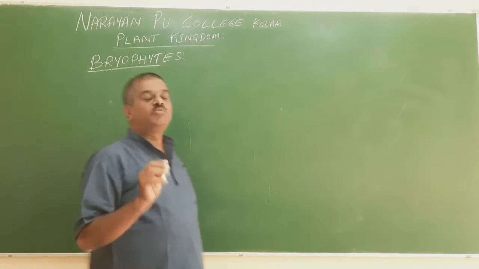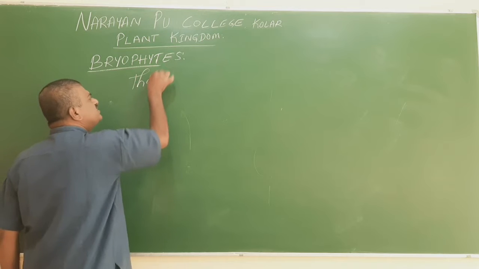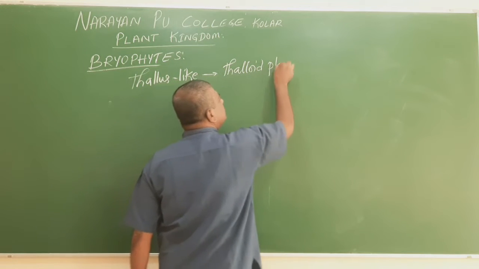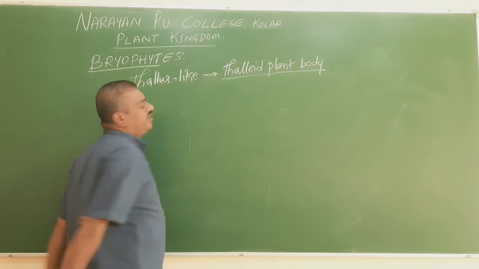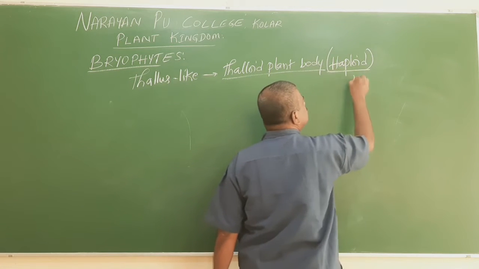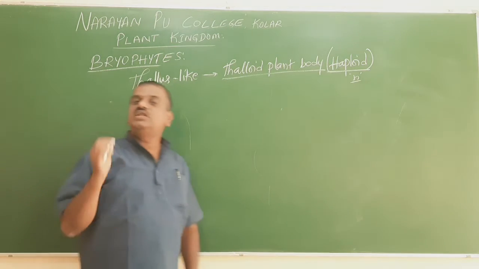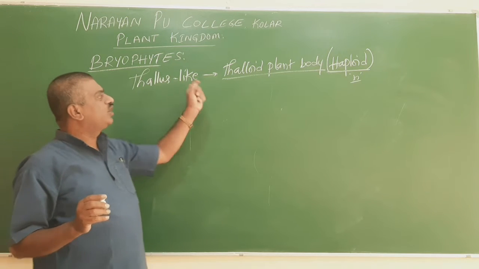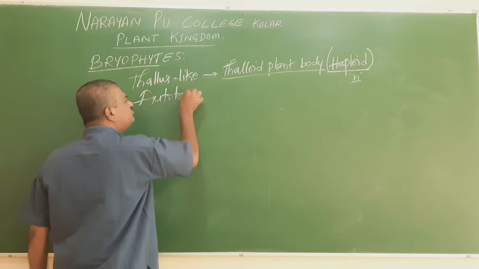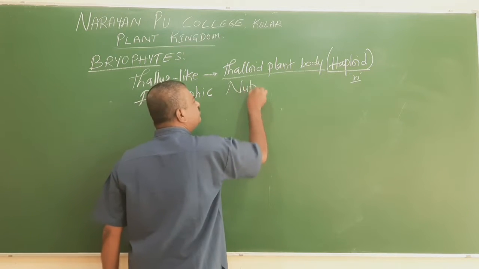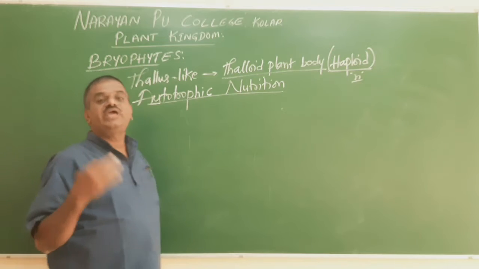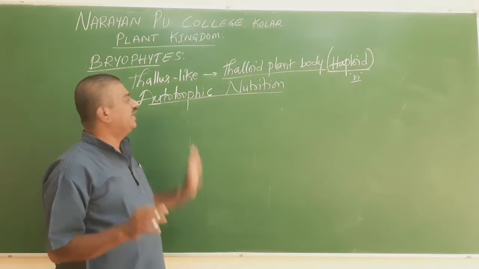Again, the plant body of a bryophyte is thallus-like, hence we use the word thalloid. The thalloid plant body is always haploid. The word haploid means a single set of chromosomes, which we represent as n. So single set of chromosomes are present in the plant body, hence they are called haploid thalloid plant bodies. Next, they are autotrophic in nutrition, meaning they can prepare their own food.